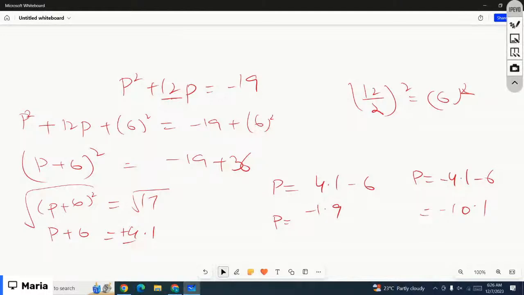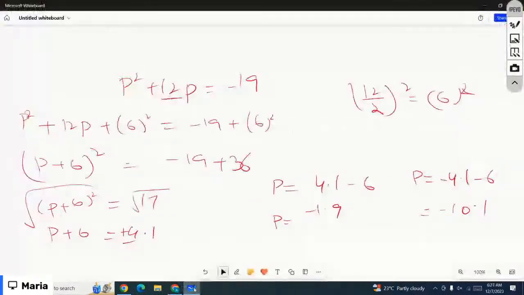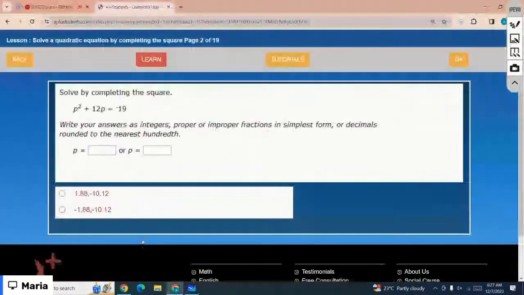So the correct option is negative 1.9 and negative 10.1. Both the values are negative. So that is negative 1.9 and negative 10.1, option 2 is the correct option, right?